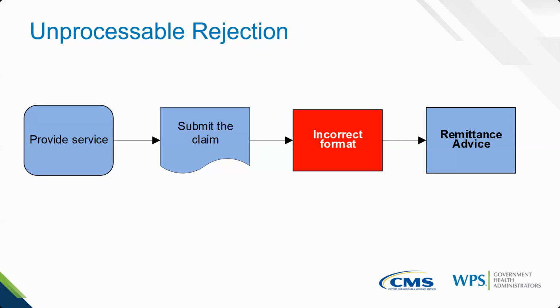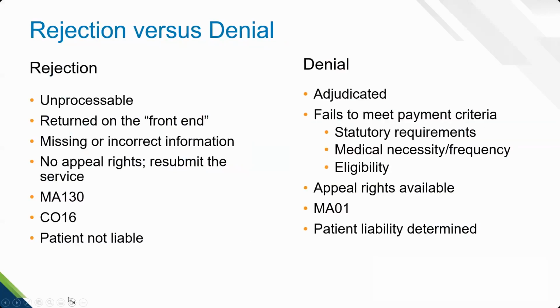The provider would provide the service and submit that claim to Medicare, and because Medicare deems it unprocessable, something's invalid, something's incorrect, something's missing, that claim is rejected. A remittance advice notice is generated that tells the provider or his or her staff that the service was indeed rejected. I just mentioned that there is a huge difference between rejections and denials.